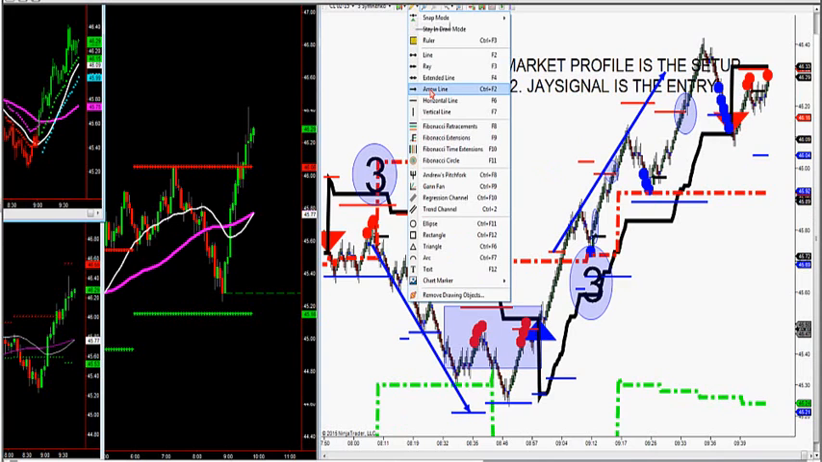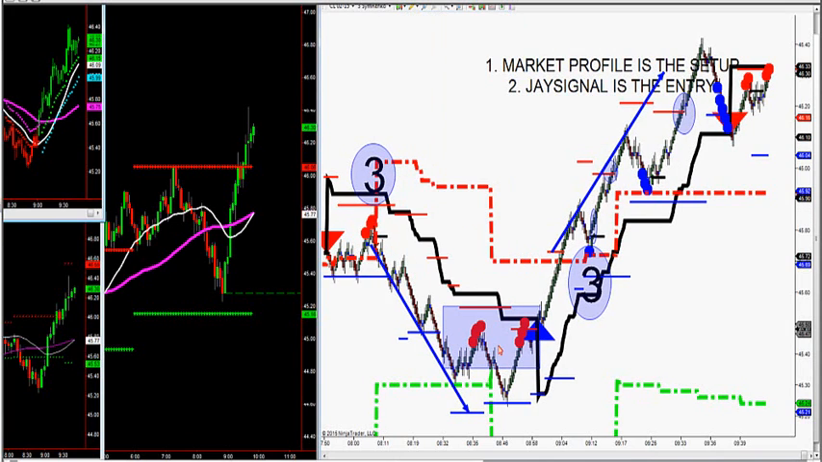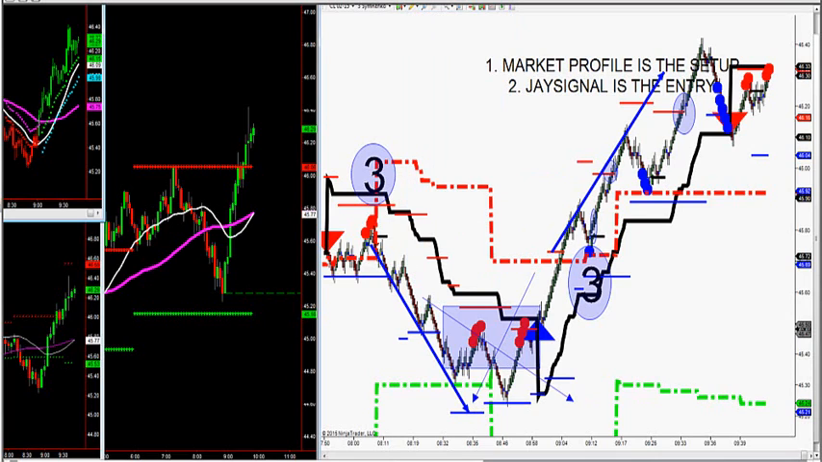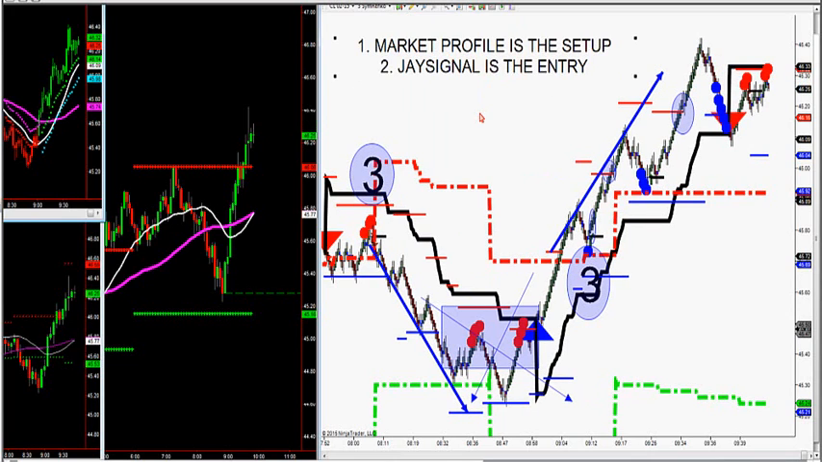You're not allowed to trade those fib dots because you're not around market profile. You're not just breaking through market profile. You cannot trade these setups. Cannot trade that stuff. The first break retracement of market profile with J signal is the setup. That's your entry. That's called a number 3 trade.